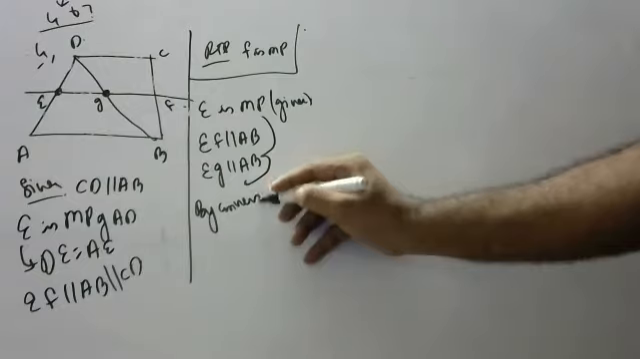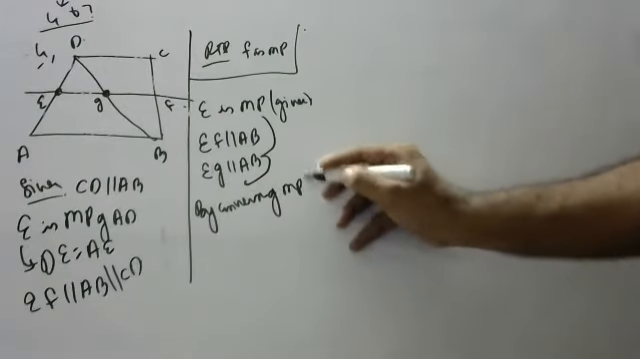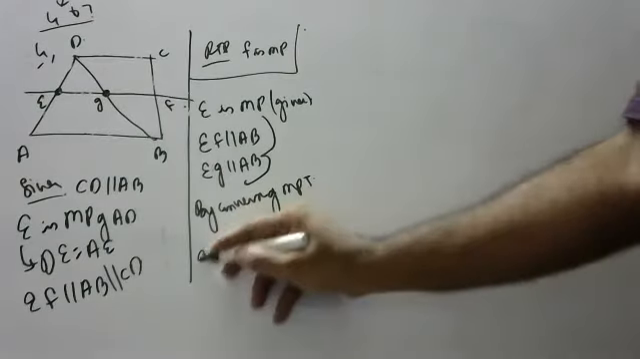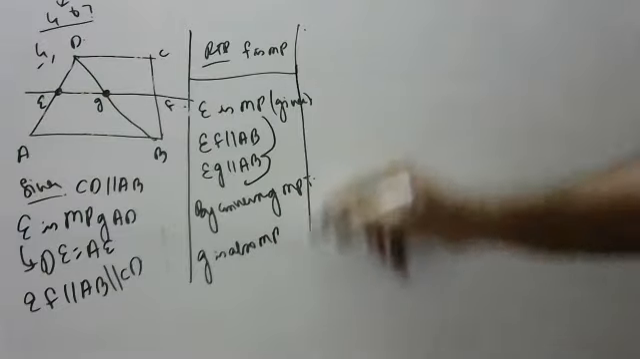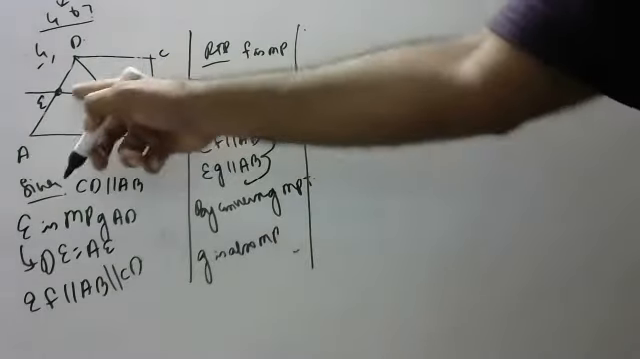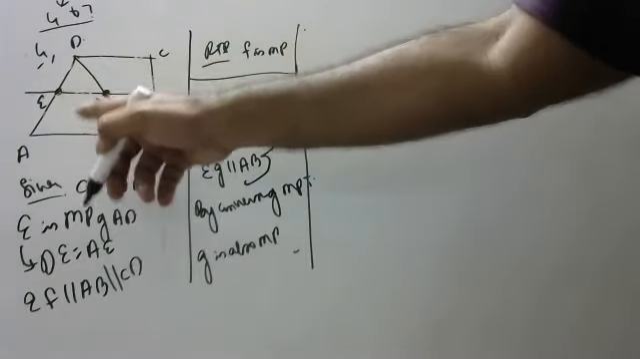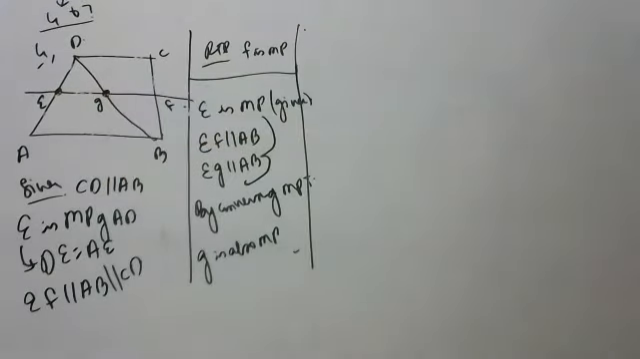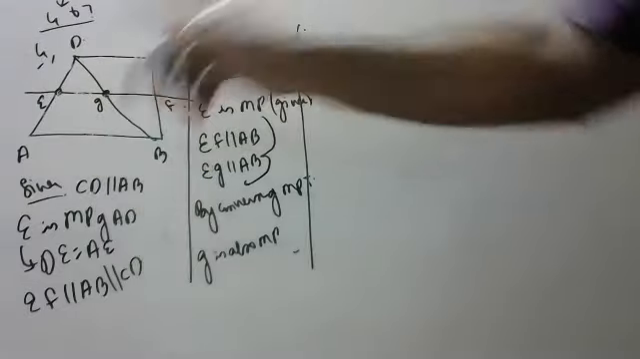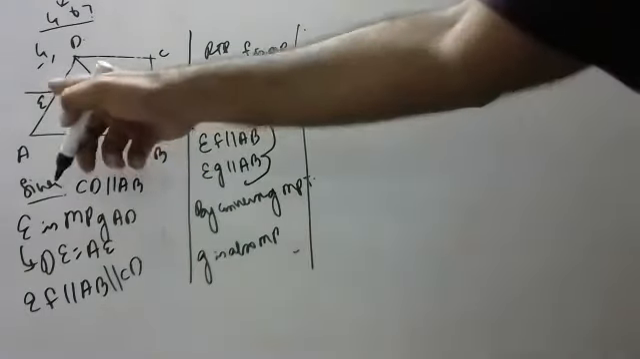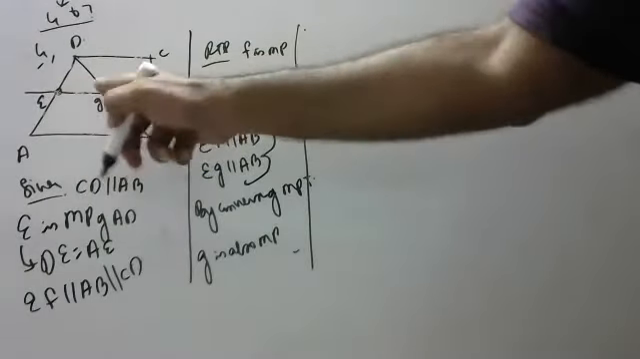E is the midpoint, so by the converse of the midpoint theorem, G is also the midpoint. We should say converse of the midpoint theorem. The direct theorem is: if these both are midpoints, this is parallel. The converse is: if this is the midpoint and these both are parallel, this is also the midpoint.